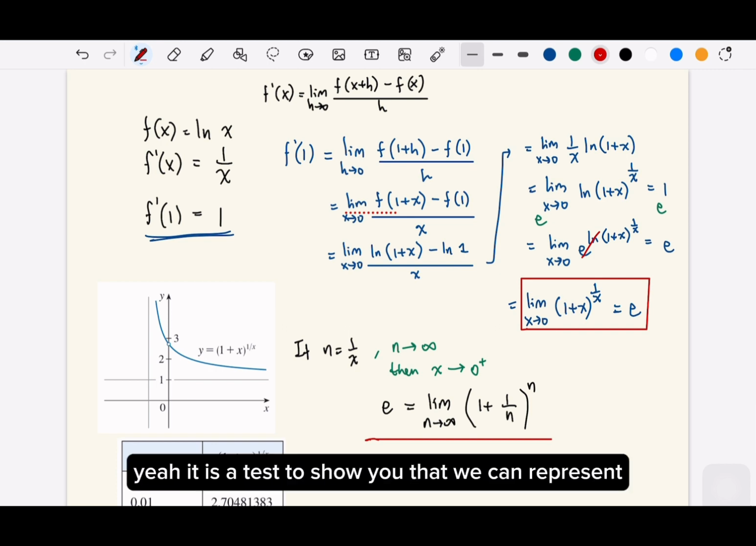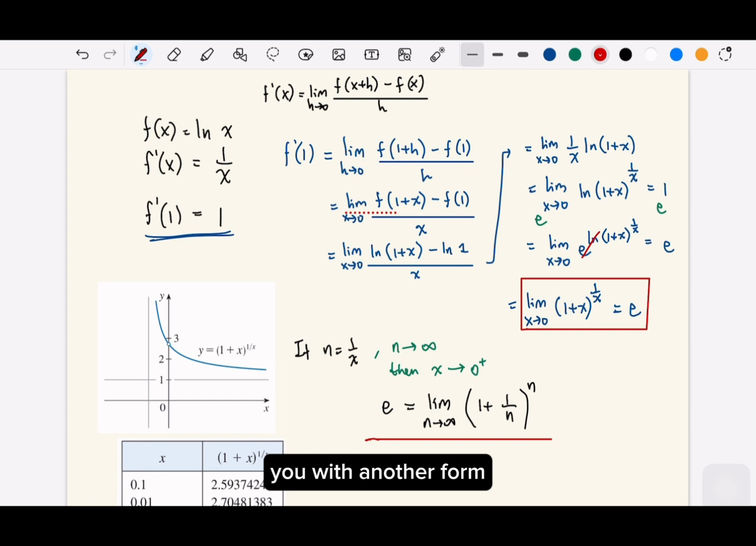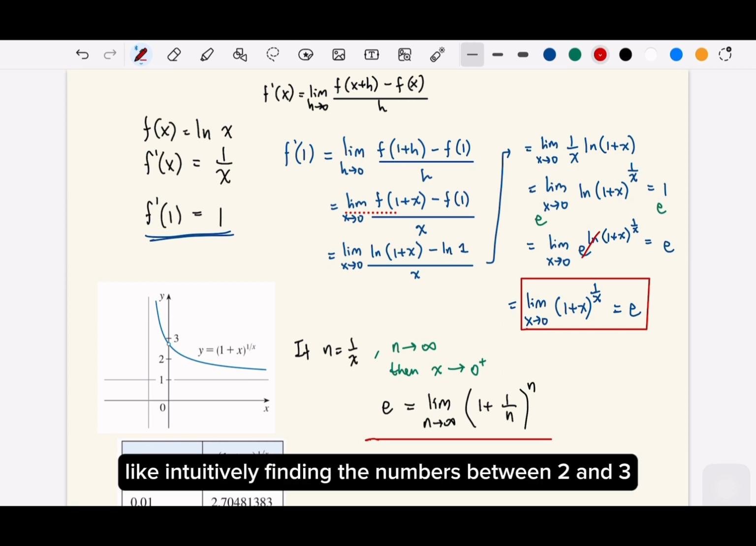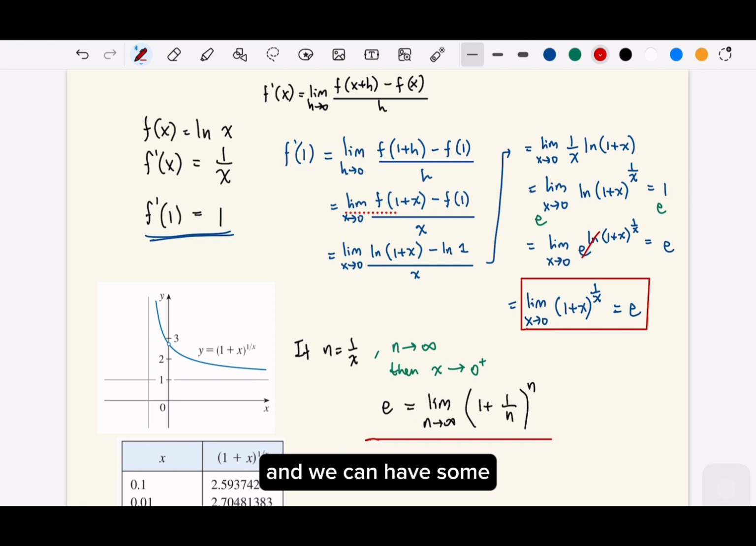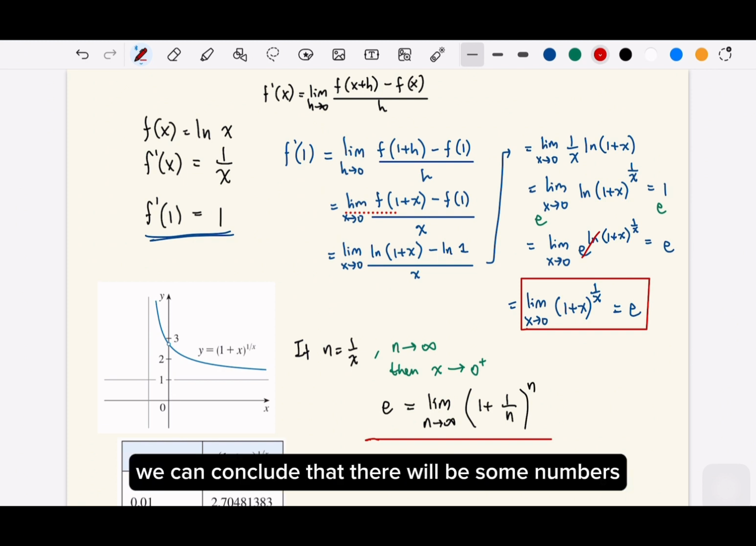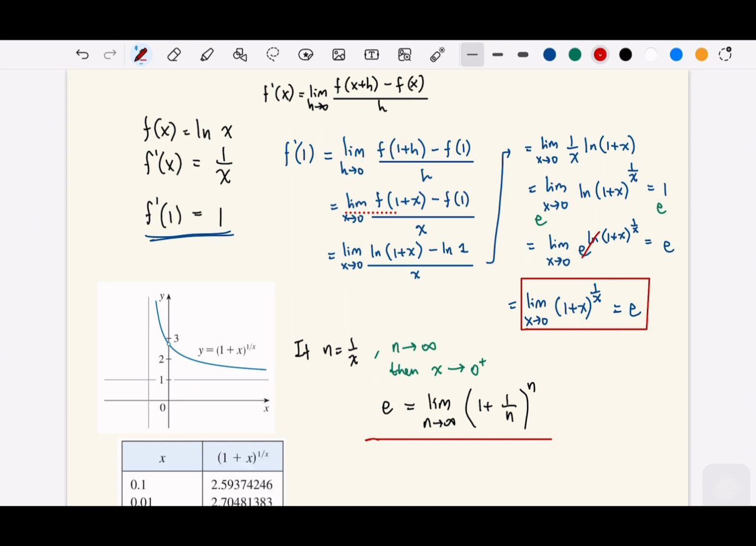Yeah, it's a little bit weird, but this is just to show you that we can represent E with another form. So E can be represented as a series, like intuitively finding the numbers between 2 and 3, and then we can conclude that there will be some number which makes it equal 1 when we take the logarithm or exponent.